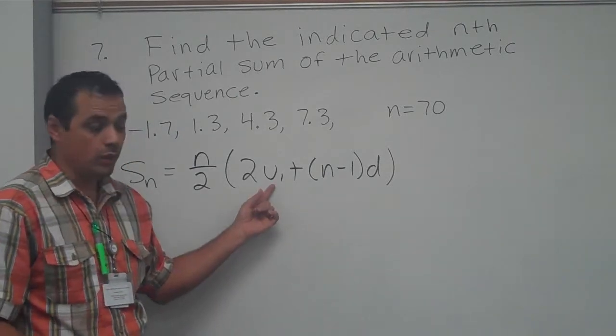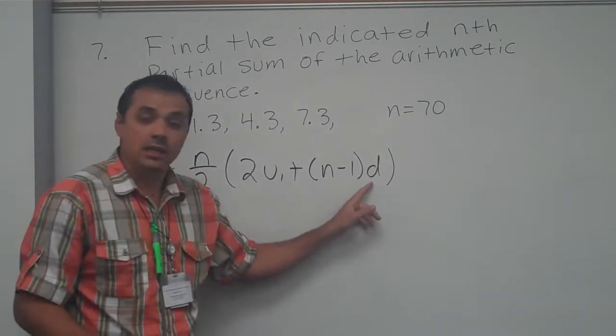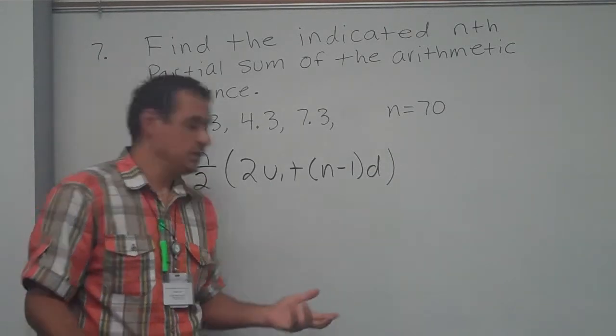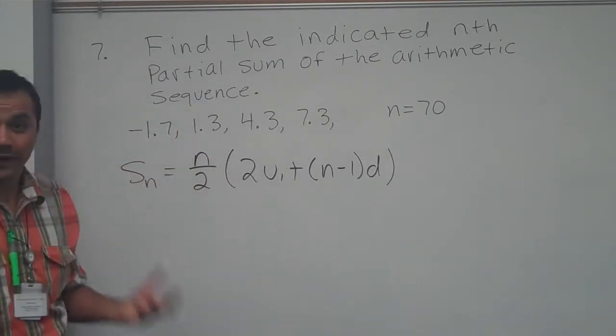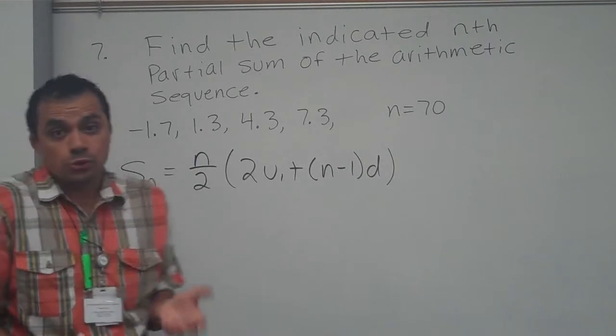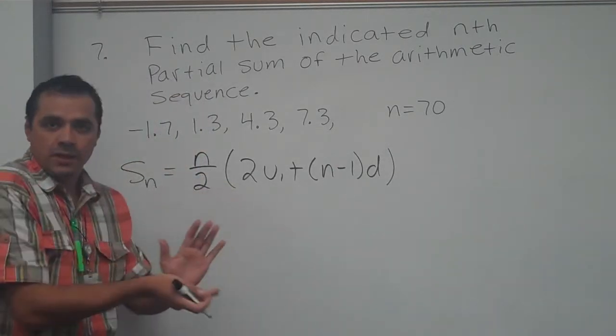In this problem we're going to need to find a few things. One, u of 1, but in this case it's right there, we don't have to find it. But d, the common difference, we do have to find. As you recall, we've done it tons of times. To find d, all you have to do is subtract two terms that are right next to each other, the later one minus the previous one.